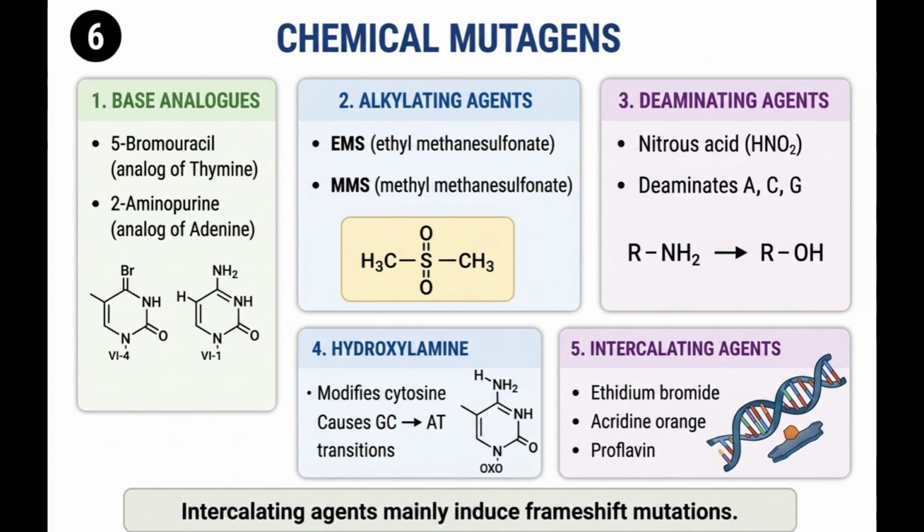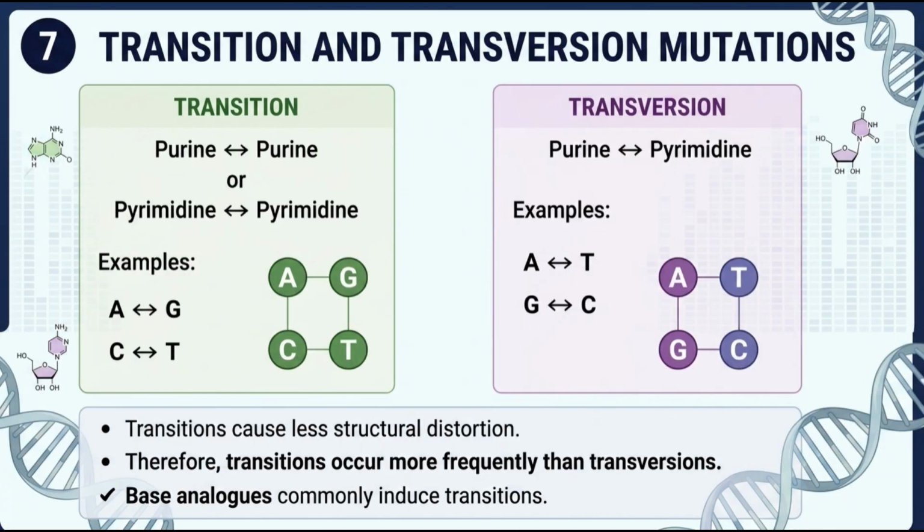Nitrous acid acts as a deaminating agent. It converts adenine into hypoxanthine and cytosine into uracil. Hydroxylamine specifically modifies cytosine. Intercalating agents insert between adjacent DNA bases. Examples include ethidium bromide, acridine orange, and proflavin. These agents mainly induce insertion or deletion mutations leading to frameshift mutations.